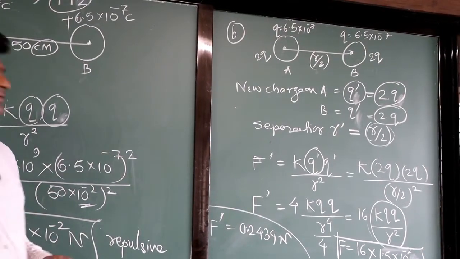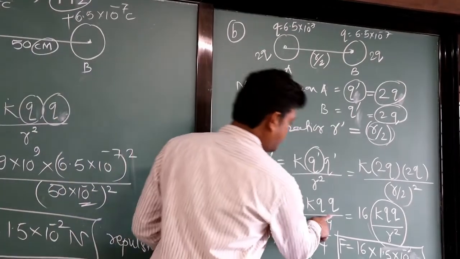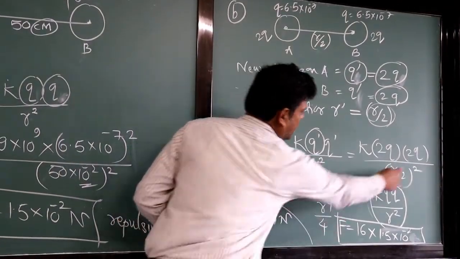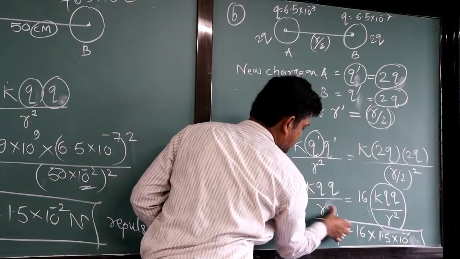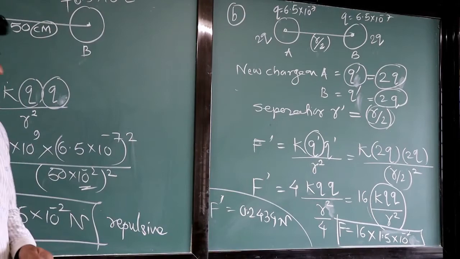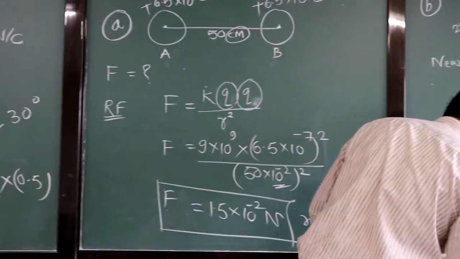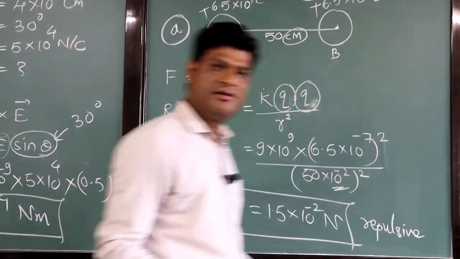Dear students, before going to the next example, you just make the correction over here. It is R square, R square, R square. Please make the correction. Now we are going to see the next example, that is example number 1.13.